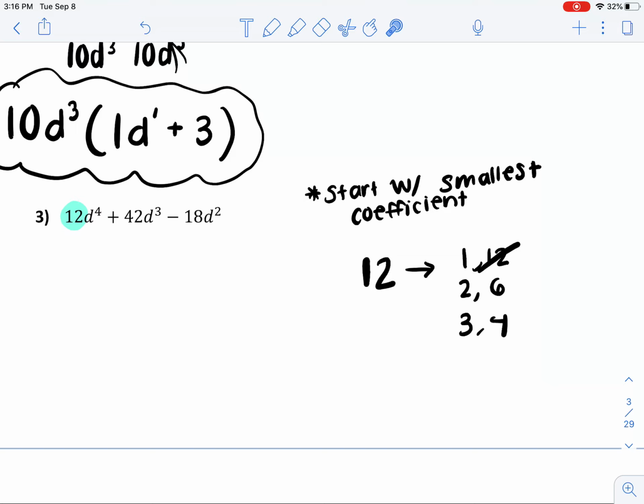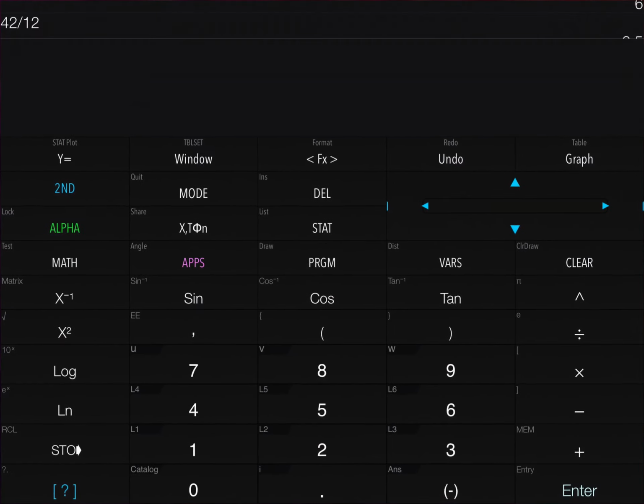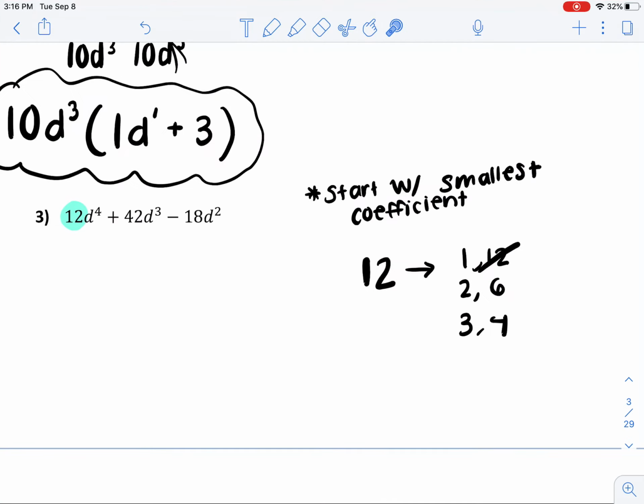So we're going to try 6 next. I'm going to try dividing 42 by 6, and then if that works, I'm going to try dividing 18 by 6. If those are both divided by 6, that means that 6 is our GCF. So let's try the 42 divided by 6. That works. We get 7. And now let's try the 18 divided by 6. That also works. We get 3. So both of our answers were whole numbers, which means that 6 is our winner. That is the number that is in our GCF.